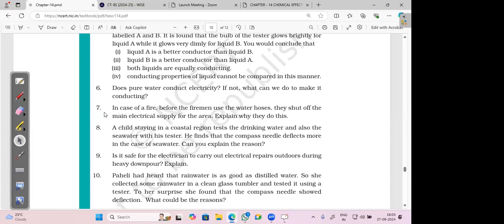Okay. So it is a good conductor; the rainwater is not distilled water. The rainwater is acidic in nature because it is mixed with a number of gases when it falls through the atmosphere. So the rainwater will be a good conductor. Got the reasons?